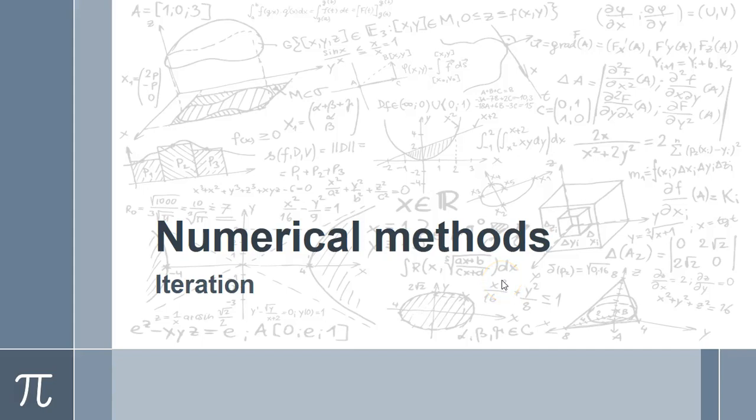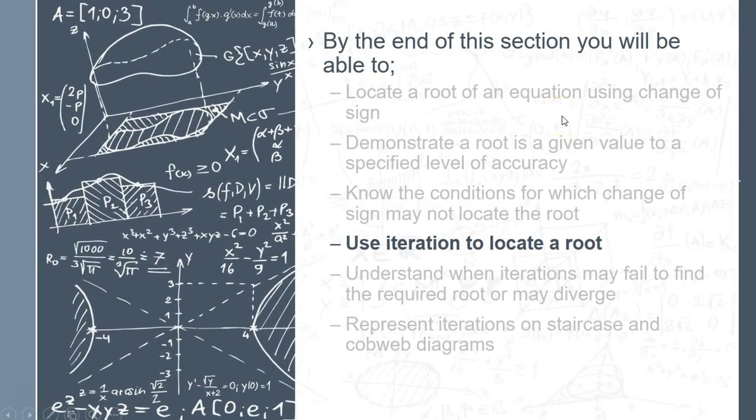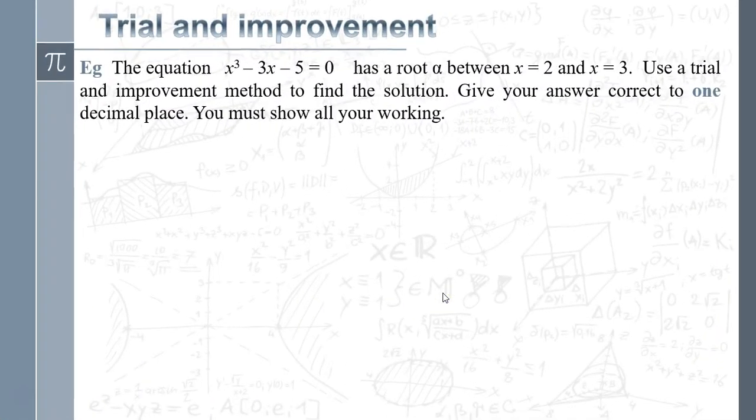Hi and welcome to this next video from the Numerical Methods section. In the previous video we looked at something called the change of sign method, which allows us to find, or to demonstrate, there's a root in a particular interval. What we're going to do now is look at techniques to find the root, and the first of those techniques is iteration. So I'm going to start off using a technique called trial and improvement.